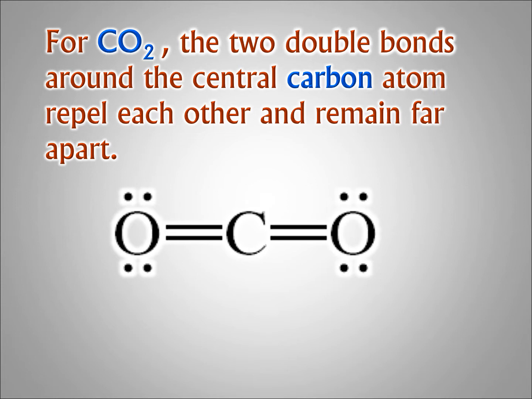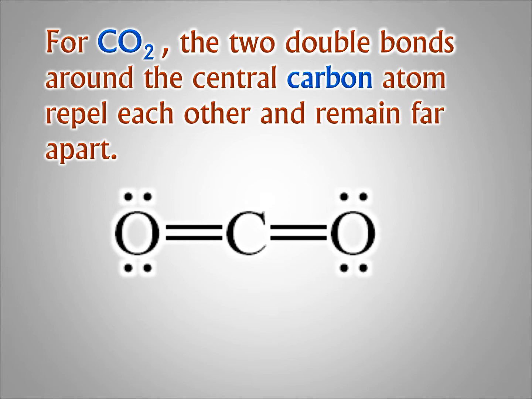For carbon dioxide, this is another way that carbon can satisfy its octet. It can double bond to an oxygen and then double bond to another oxygen. Well, carbon only needs 4 bonds, so that takes care of it. Because of this geometry, carbon dioxide is actually linear.